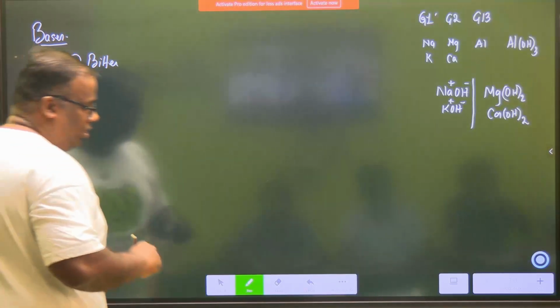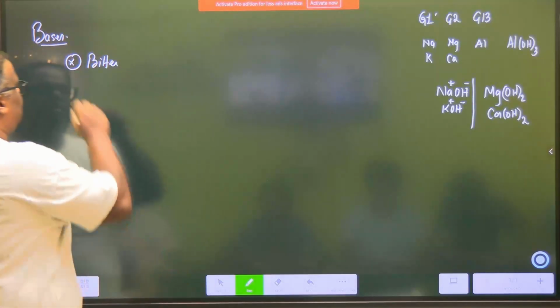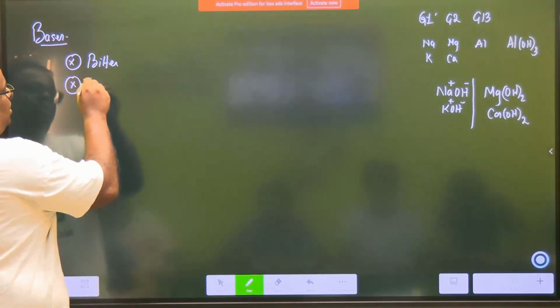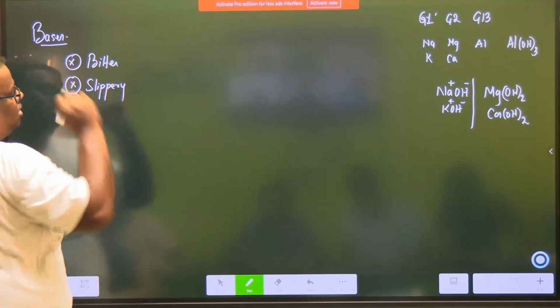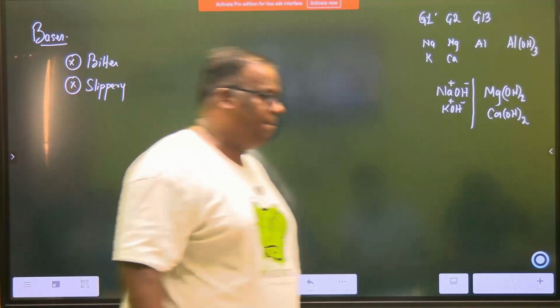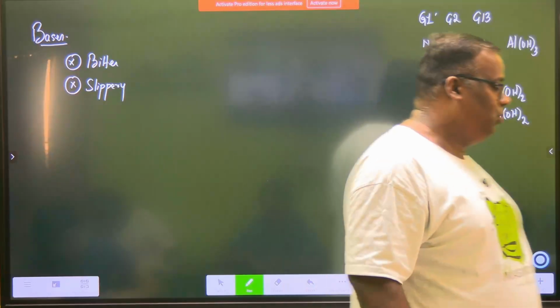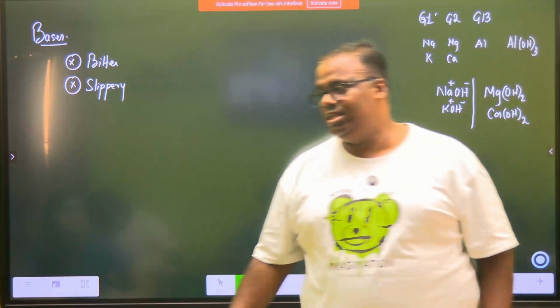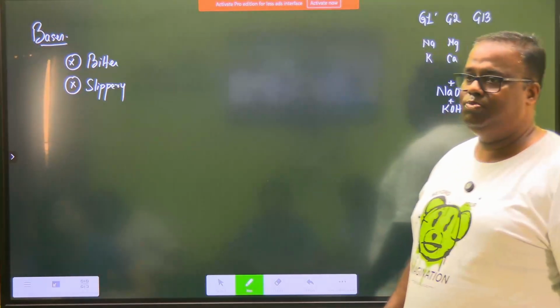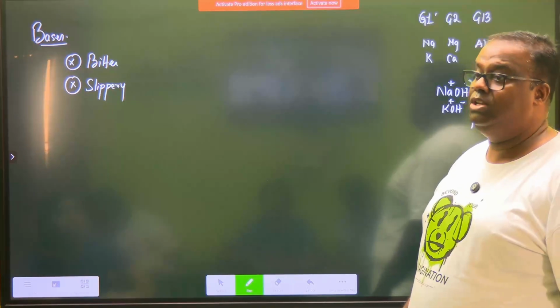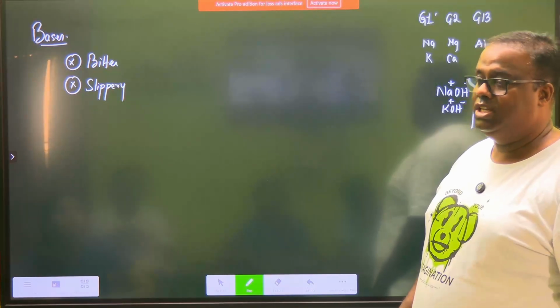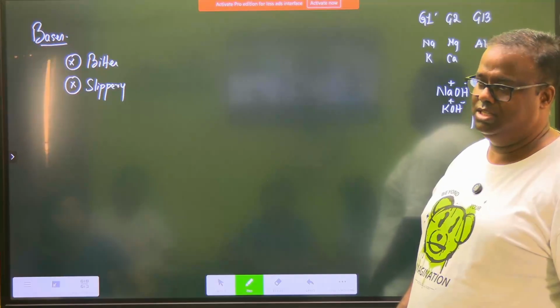Bases are bitter. Any soap that you bite will have a bitter taste, and bases will all be slippery. Sodium hydroxide, as I told you, is a very good anti-greasing agent. Any surface where you have a lot of oil, say you want to clean your kitchen tiles, will never be cleaned well with acids.